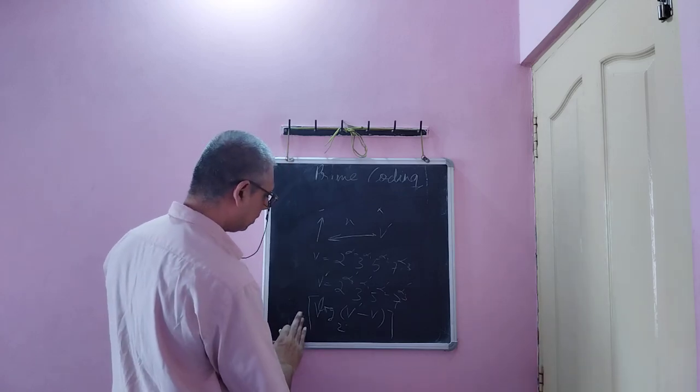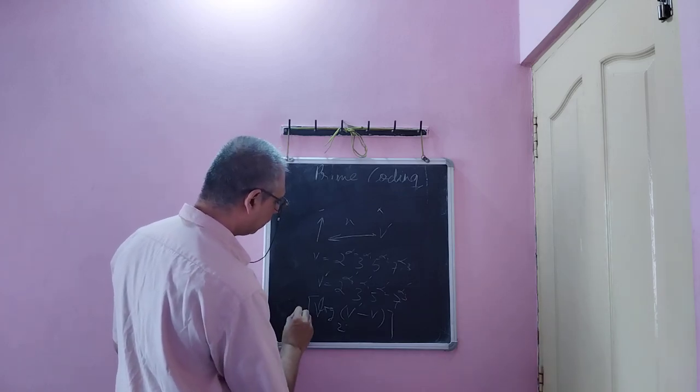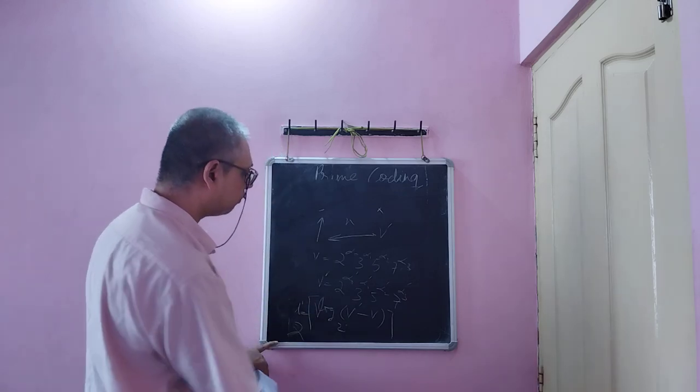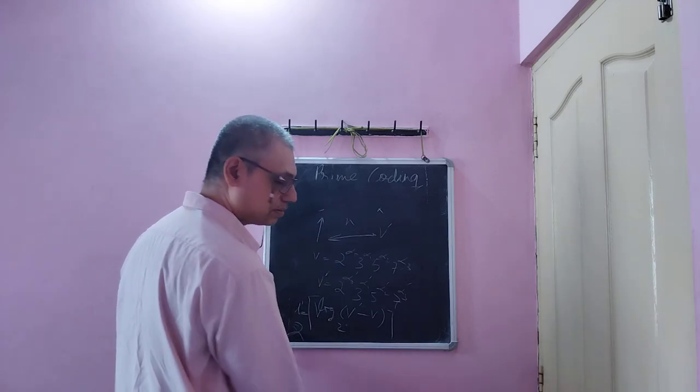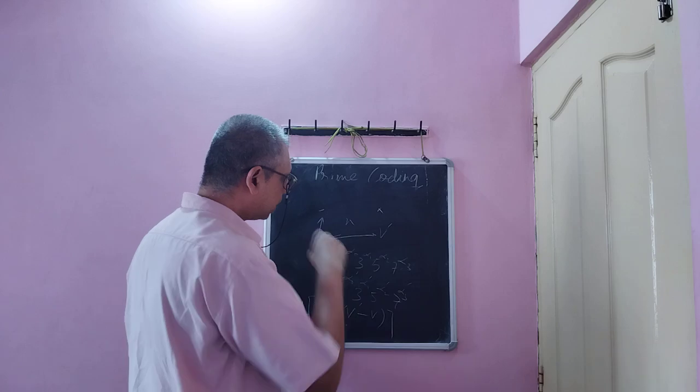The new value of L dash is equal to this, the ceiling of log of v dash minus v to the base 2, and 2 power L dash. Now L dash will be this, the ceiling of log. So you can subtract.